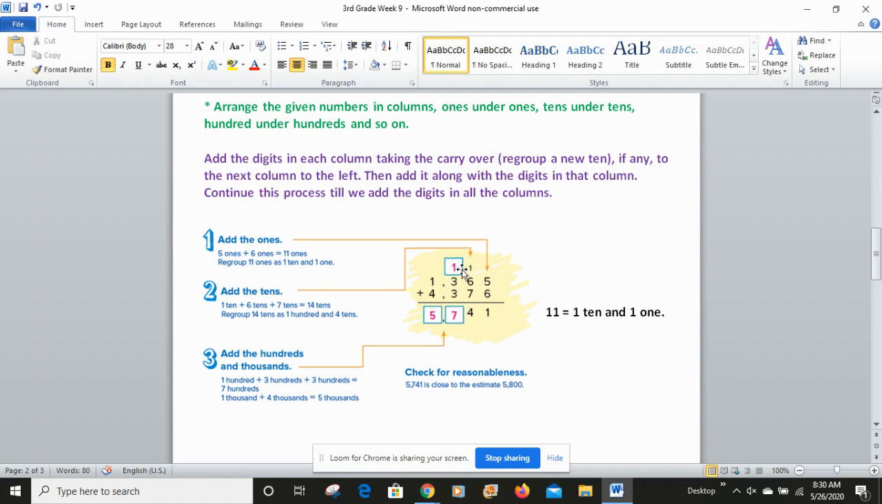3 plus 3 is 6, plus 1 is 7. Now this time I didn't make a new 10, so I don't carry over or regroup anything over into the thousands column. So then I just add the 1 plus 4 equals 5.